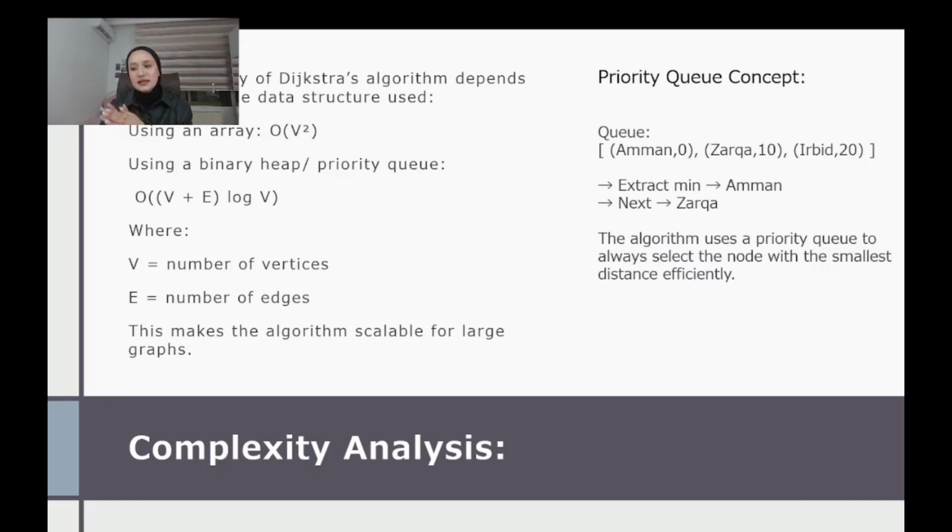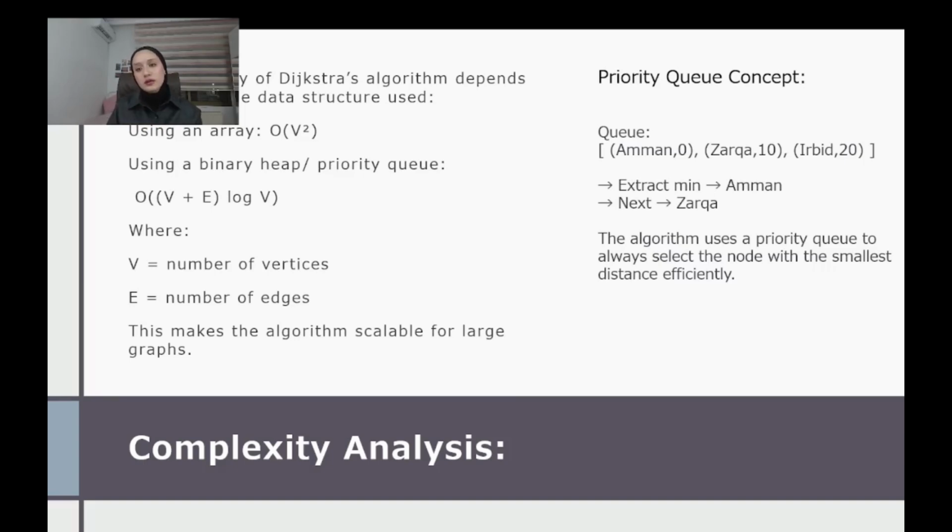Okay, complexity analysis. The efficiency of Dijkstra's algorithm depends heavily on the data structure used. If we use an array, the time complexity will be big O of V squared. Using a binary heap or priority queue, it will be big O of (V plus E) log V, where, as we said, V is the number of vertices and E is the number of edges. This makes the algorithm scalable for large graphs.